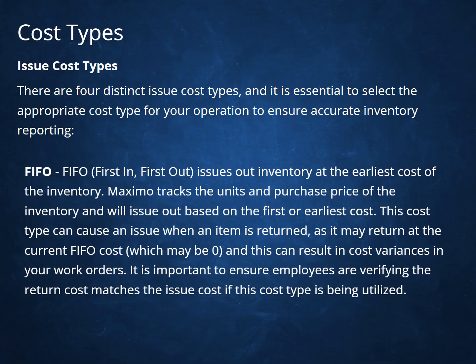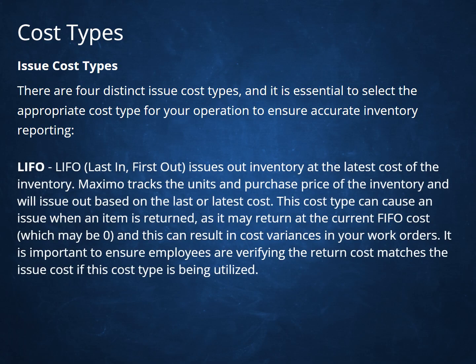FIFO. FIFO, first in, first out, issues out inventory at the earliest cost of the inventory. Maximo tracks the units and purchase price of the inventory and will issue out based on the first or earliest cost. This cost type can cause an issue when an item is returned, as it may return at the current FIFO cost, which may be 0, and this can result in cost variances in your work orders. It is important to ensure employees are verifying the return cost matches the issue cost if this cost type is being utilized.